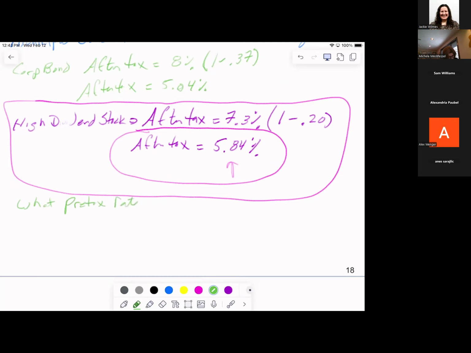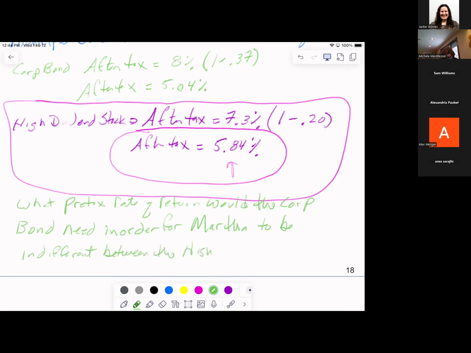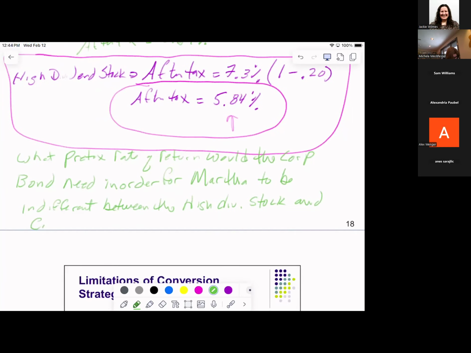What pre-tax rate of return would the corporate bond need in order for Martha to be indifferent between the high dividend stock and corporate bond?